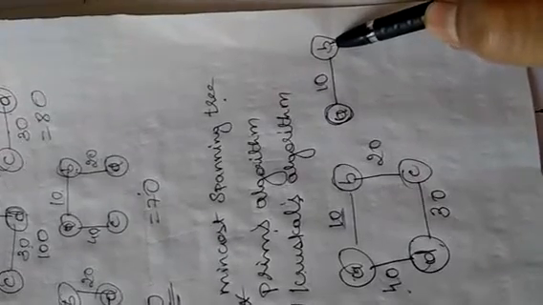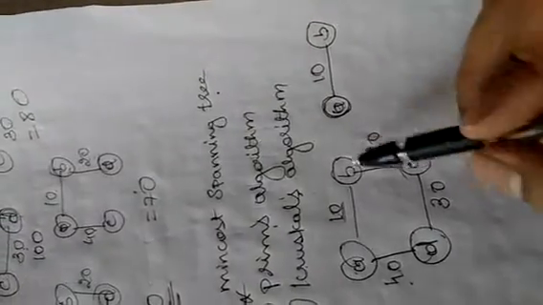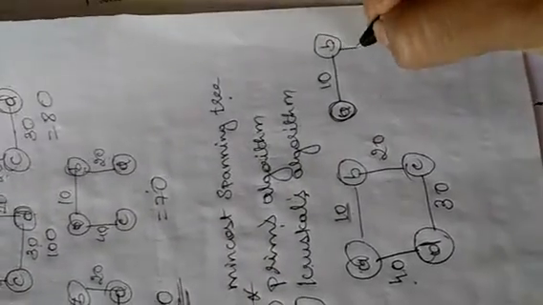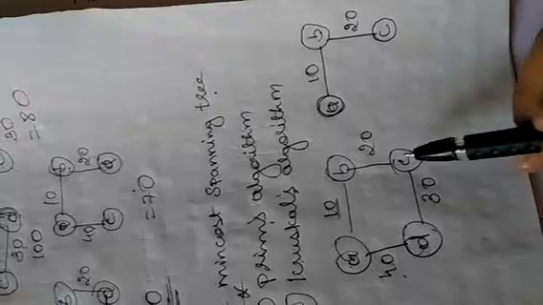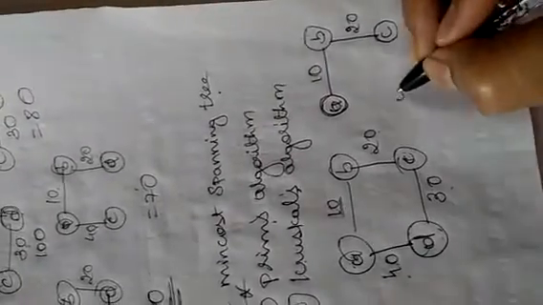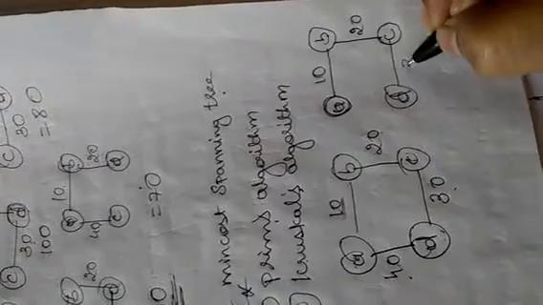From B also you have to do the same thing. From B, how many edges are there? 2 edges. From B to A, 10. B to C, it is 20. B to A is already done, so only one is left out. So I'll take this one, to C. Next, from C, C to B is 20, C to D is 30. C to B is already done, so C to D is left out. I'll take C to D.